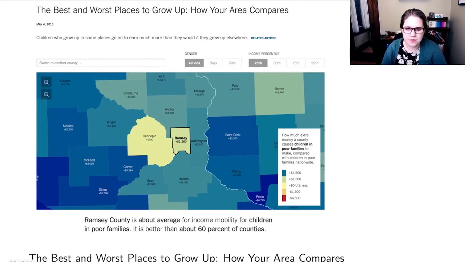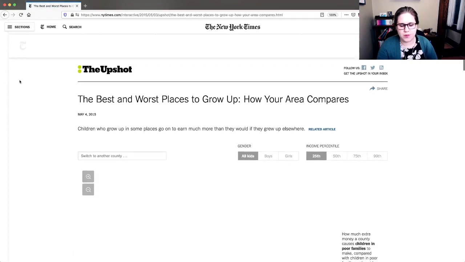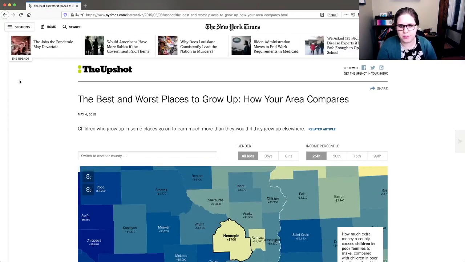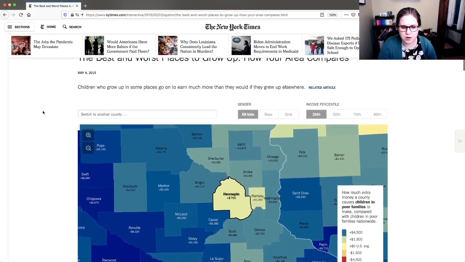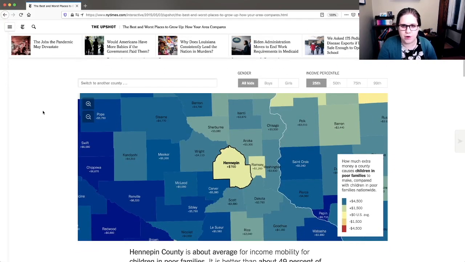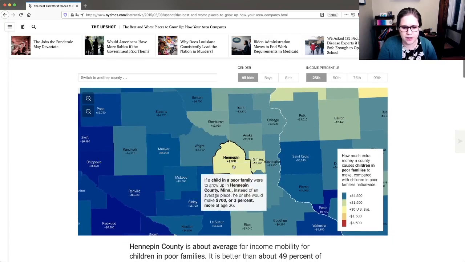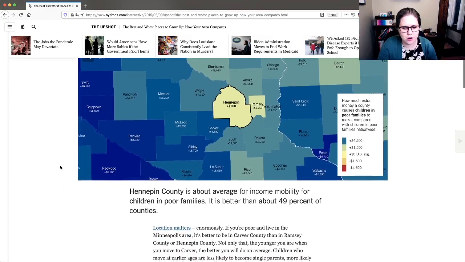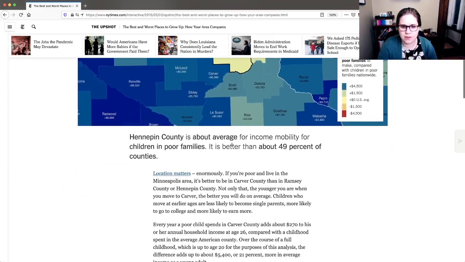This is an interactive visualization. So this data visualization is going to interact with the location services on my browser and orient itself to the area where I am. So I live in Hennepin County, so it has centered the map on Hennepin County, and then the entire article is referencing that county. So it's saying Hennepin County is about average for income mobility. It's better than about 49% of counties. And then even the paragraphs in this story have changed themselves to be about that area.